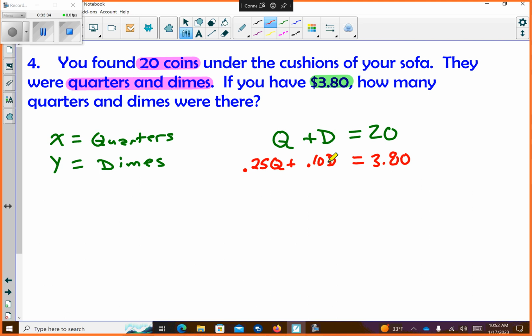My green, I reached in, I found 20 coins. They all happen to be quarters and dimes. And I was like, sweet, I found 20 coins. They're all quarters and dimes. And then I go and I counted. I go 10 cents, 25 cents, 25 cents, 10 cents, 10 cents. And I realize after I get done counting that I have $3.80 that are made up of the quarters and dimes. Okay? Where are you using Y?